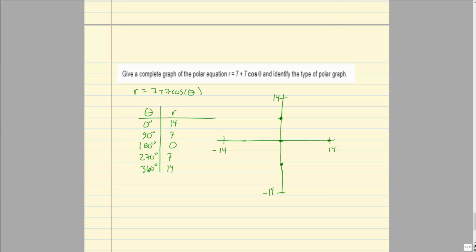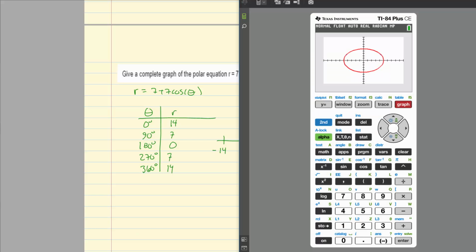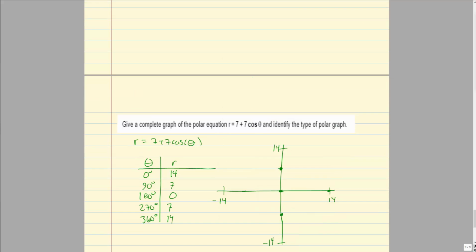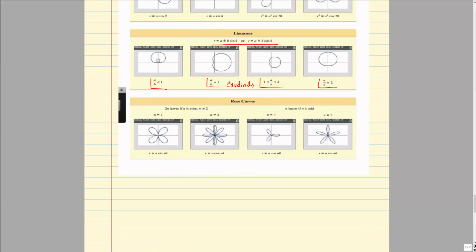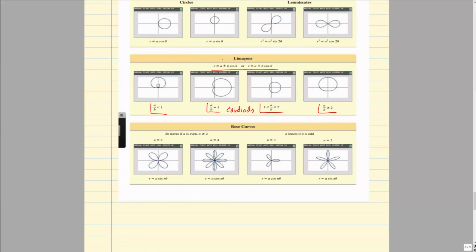That's why it's going to be really nice to have this graph to look at to figure out what's going on. So let's pop in our calculator. Again, we're graphing 7 plus 7 cosine theta. Actually, before we do that, let's scroll up a bit. 7 plus 7 cosine theta. Which one does this match? That would match this one right here.